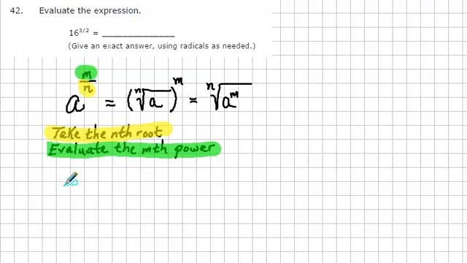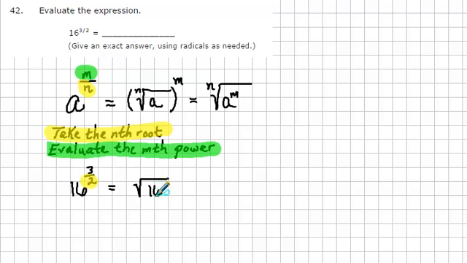All right, so let's take a look at our expression. We have 16 raised to the power of 3 over 2. The denominator of the rational exponent is 2, so that indicates that we'll need to take a square root. Find the square root of 16. So write down the square root of 16.